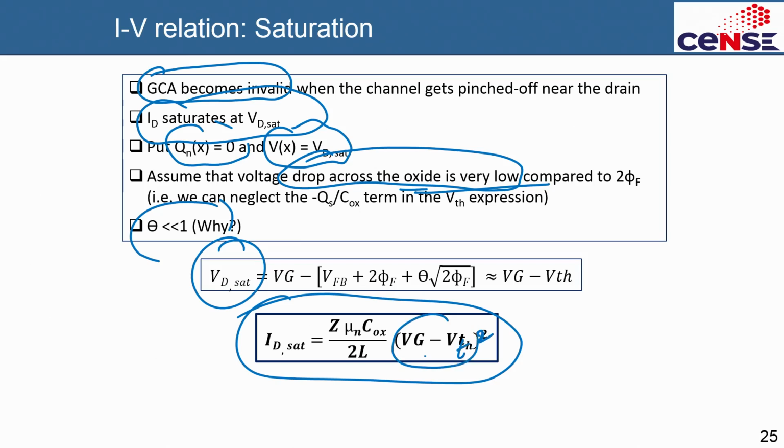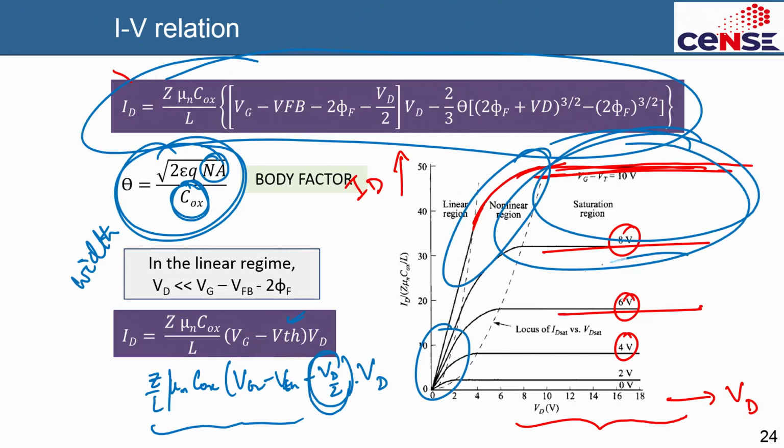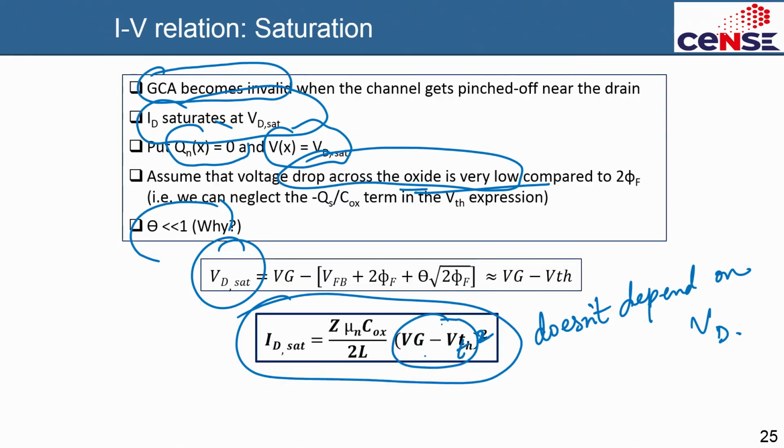It depends on VG minus VT whole square, and it doesn't depend on the drain voltage. Of course you remember this part doesn't depend on the drain voltage. The locus of this point moves quadratically, and that's why it comes here as VG minus VTH square. Here this quantity also remains there. Okay, now this is your ID in the saturation regime.